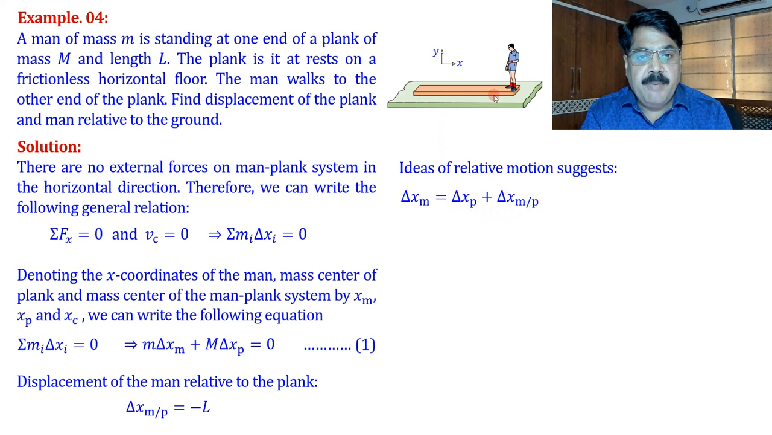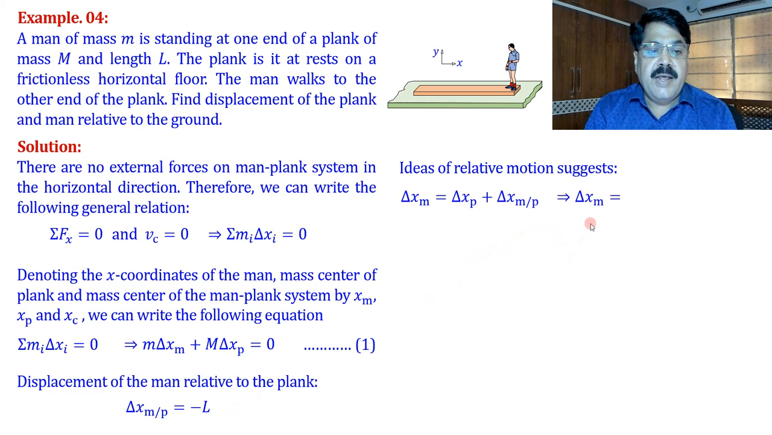Again, we are using one dimension. So we take this direction to be positive, this direction negative. Delta xm we have to find here and substitute here. But delta xp is again unknown. But delta xm with respect to p is minus L. So let us substitute the value. So delta xm is equal to delta xp minus L.